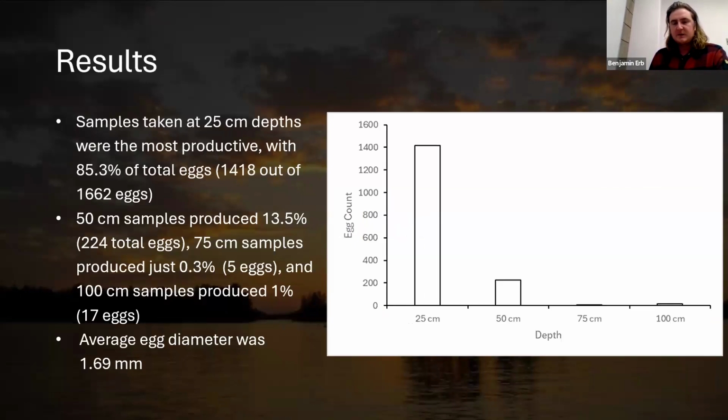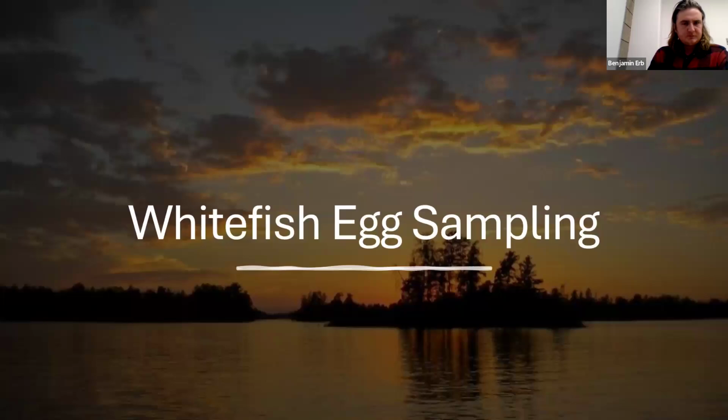85.3% of our eggs were taken at 25 centimeters, with a pretty sharp drop down to samples taken at 50 centimeters with 224 total eggs, and then hardly any at all at 75 and 100 centimeters, with just 1.3% between those two depths.